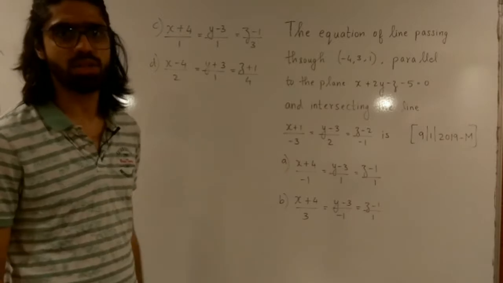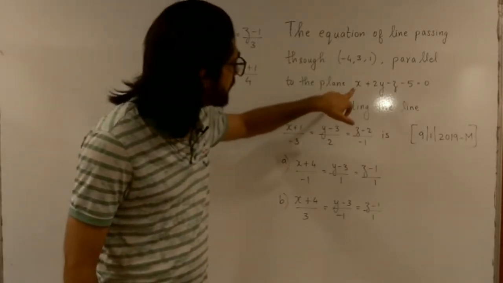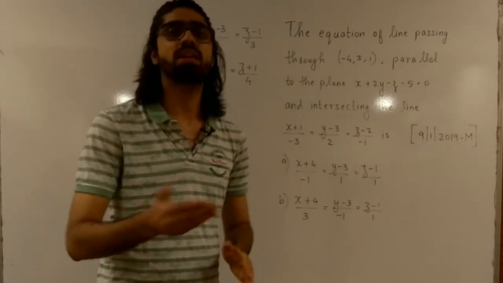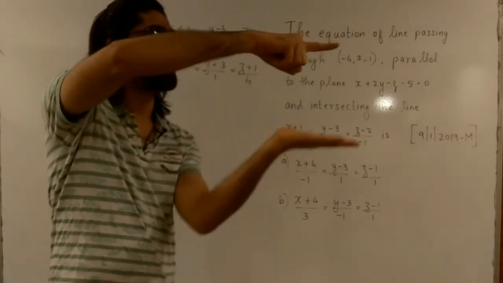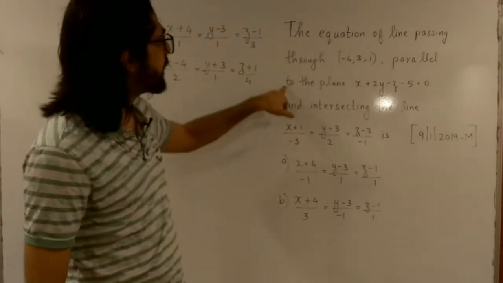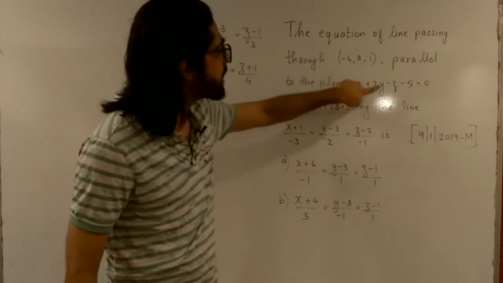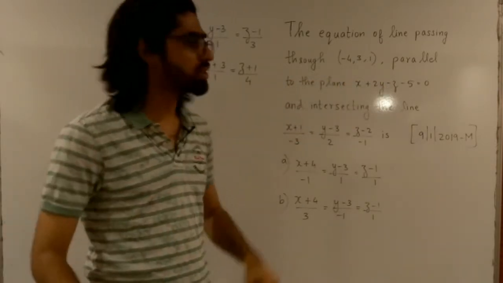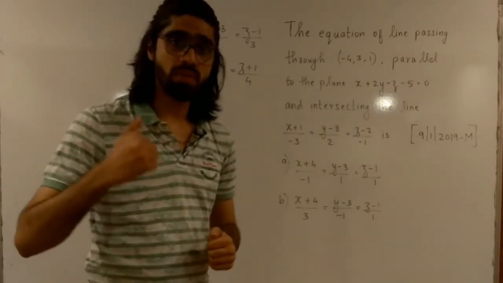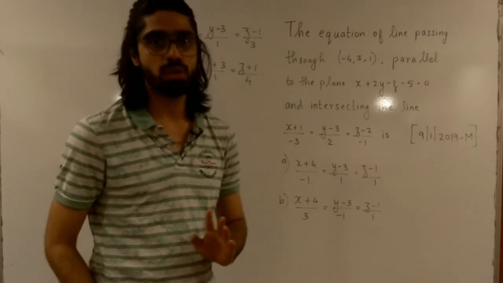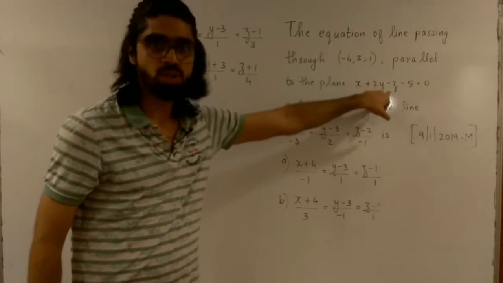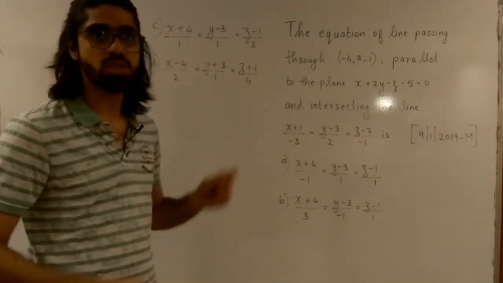Check the second condition. The second condition says x plus 2y minus z minus 5 equal to 0 is a plane which is parallel to my required line. If my line is parallel to a plane, then the normal to the plane will be perpendicular to my line. The normal to this plane is i cap plus 2j cap minus k cap. So I can say the drs of the normal are 1, 2, -1, and that normal's dot product with a vector parallel to my line should be equal to 0, because like I said, the normal and the line are perpendicular. So check with which of the given options the dot product will be 0.